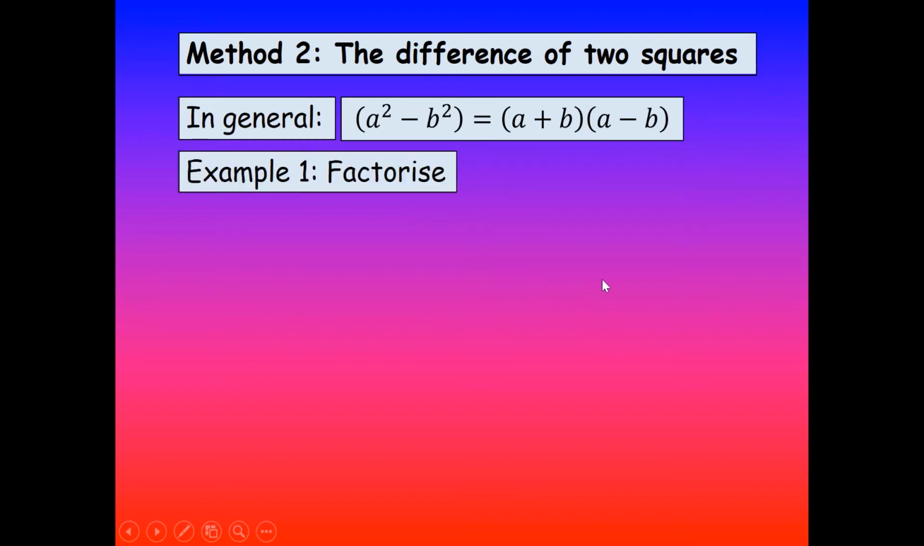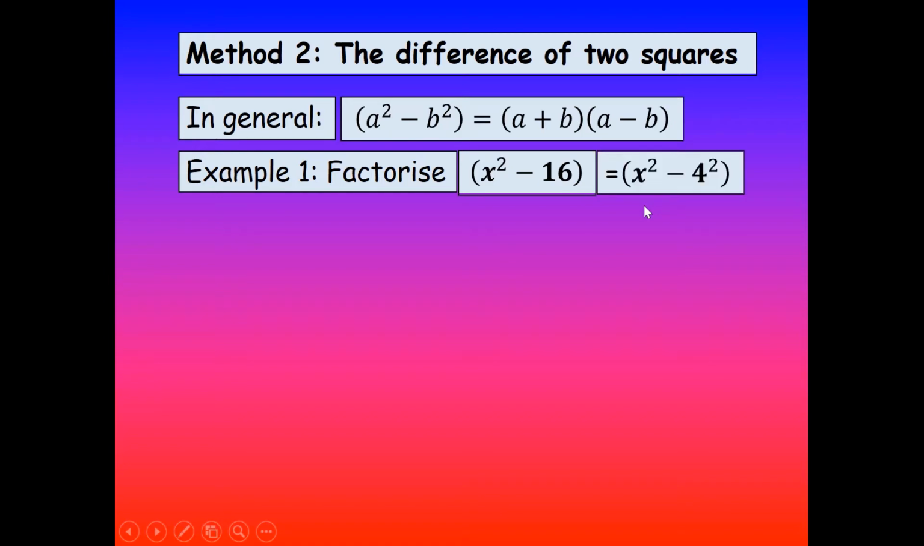If the question says factorize x squared minus 16, I can see that this is a binomial expression with a minus in between, and one of the terms here is x squared. So what I need to quickly see is if it's possible to write 16 in a square form, and yes it is. So we can rewrite the expression as x squared take away 4 squared.